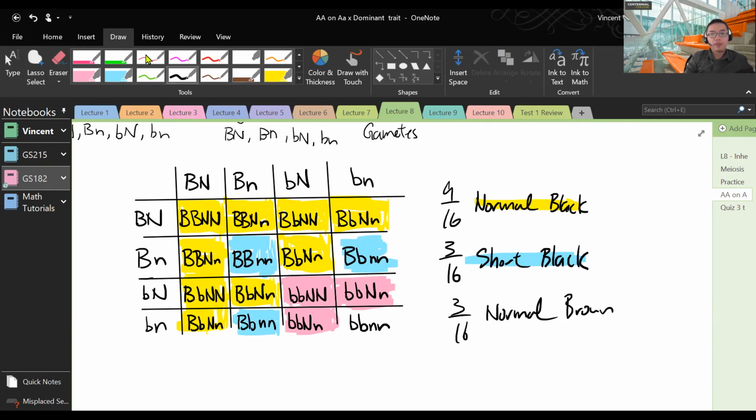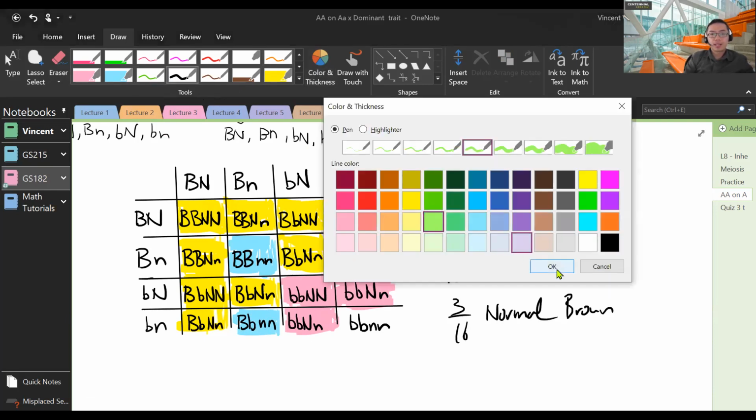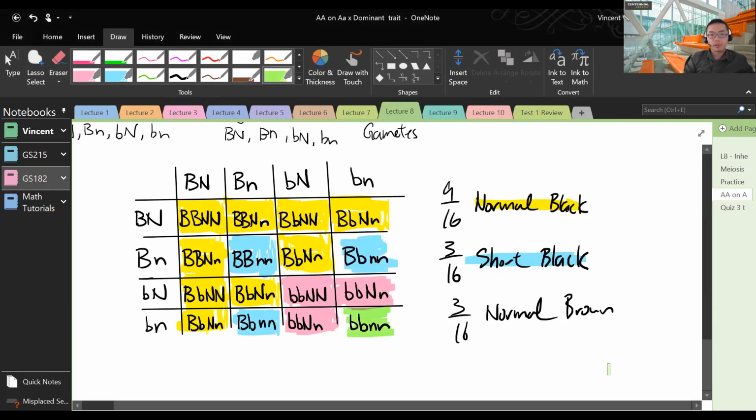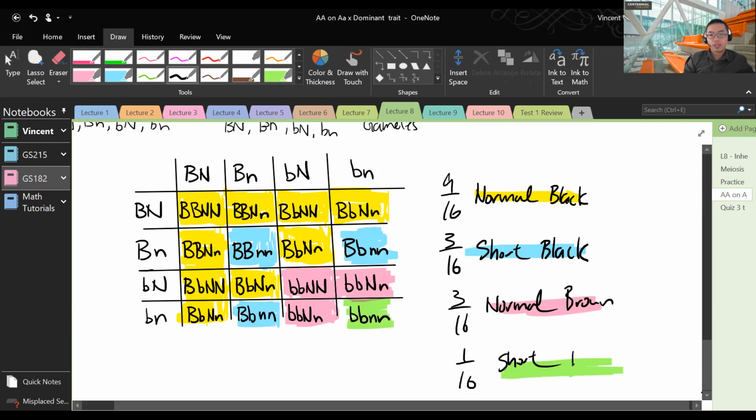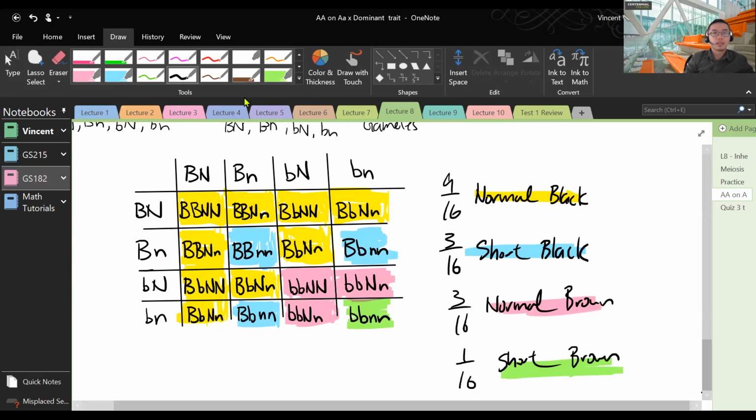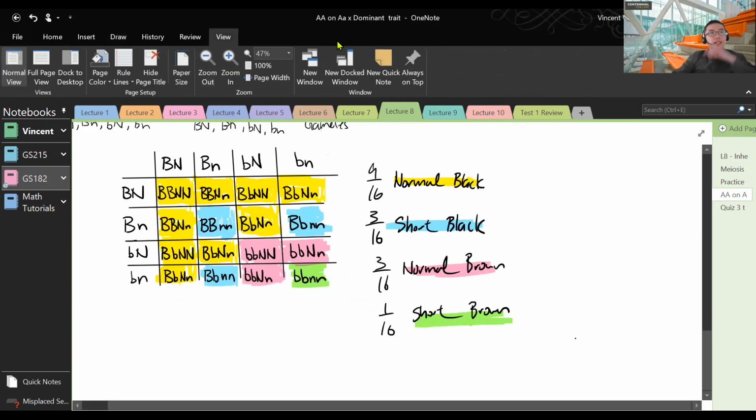And very, very rarely, in this case, you will have short brown. Okay, short brown. 1 out of 16. Short brown. Okay. So that's the classic 9:3:3:1 ratio.